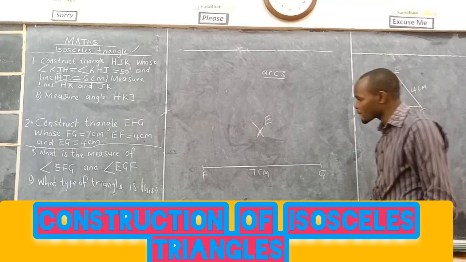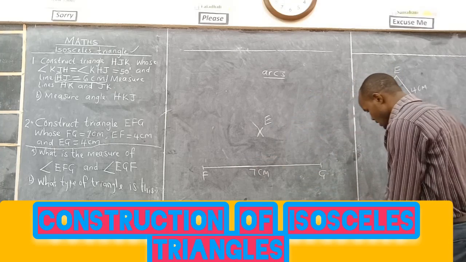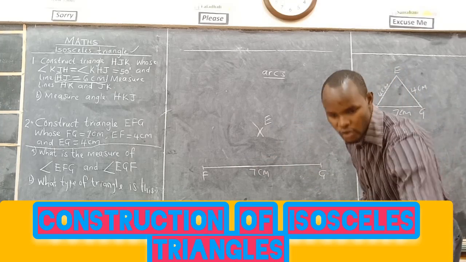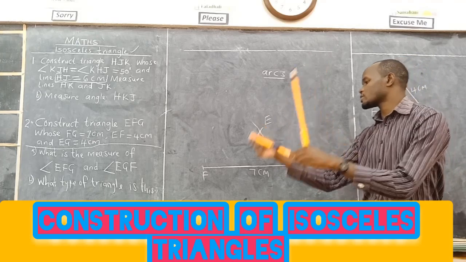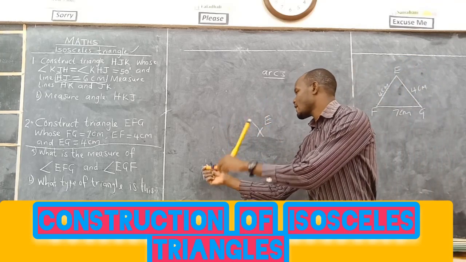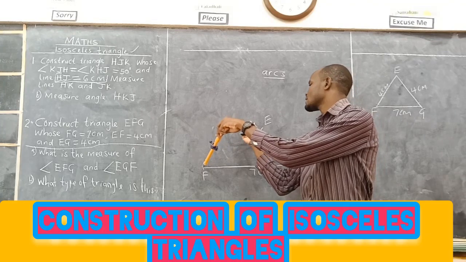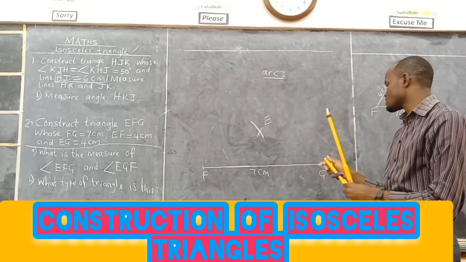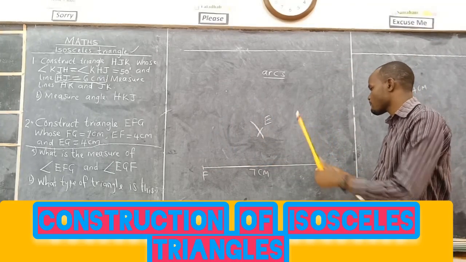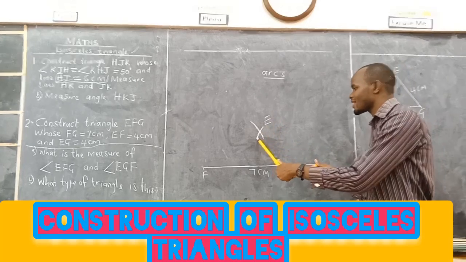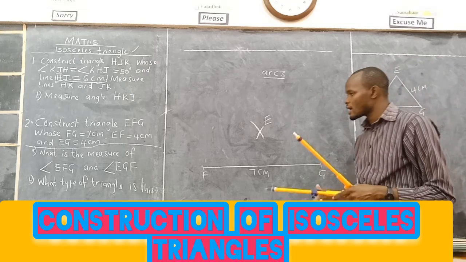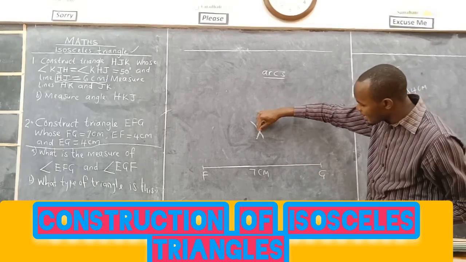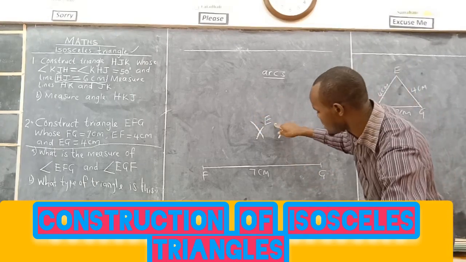Make sure we are together. Make sure you have drawn. Let me take you slowly. So we add this. I say this is 4 centimeters. Stand there, make an arc, using the same 4 centimeters. Make another arc so that you cut the previous arc. Wherever they are meeting here, that is our point E.